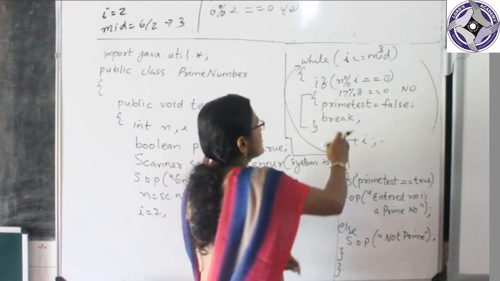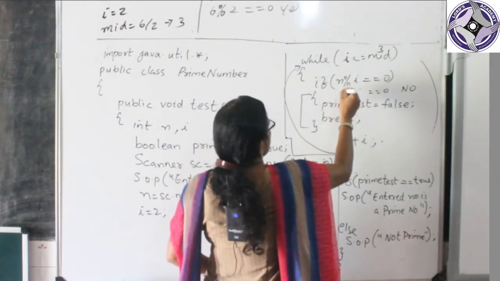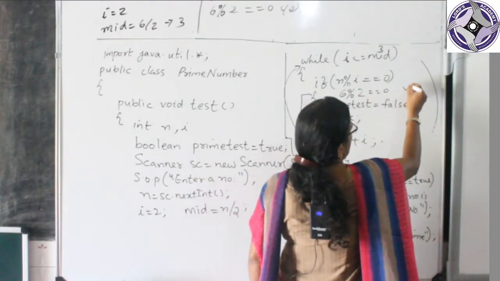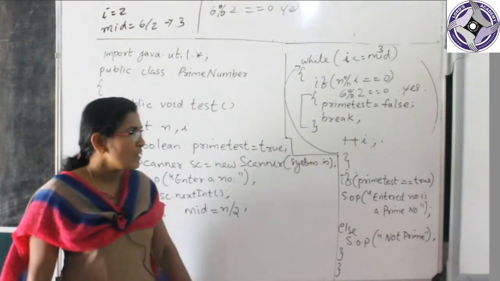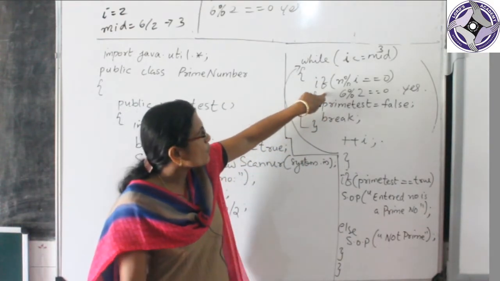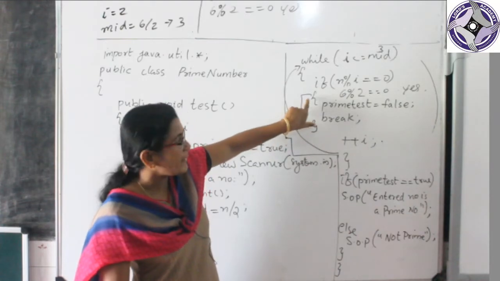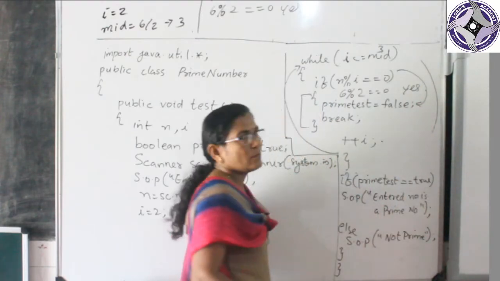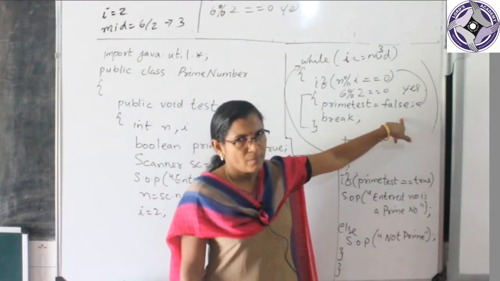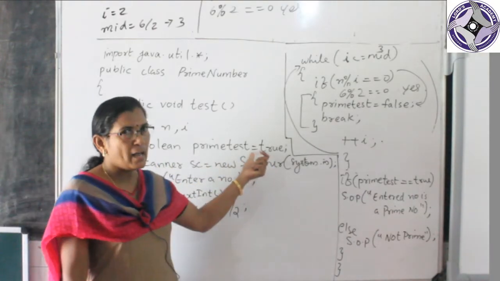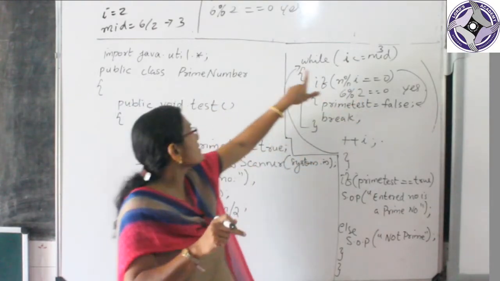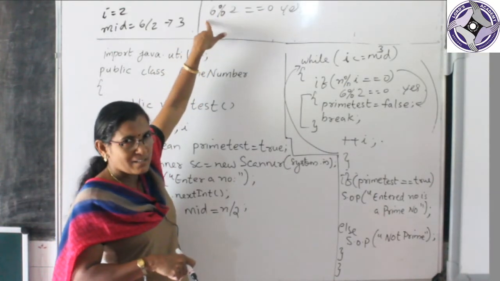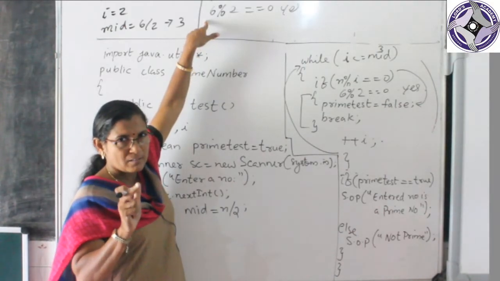Here n is 6. 6 modulus value of I, which is 2, equal to 0. Yes. So what happened? When this condition evaluates to true, control enters into the if structure. So the statement gets executed. Prime test equal to false. So initially we set it as true. Now as we found 2 as the divisor of 6, 2 is a factor of 6, isn't it?